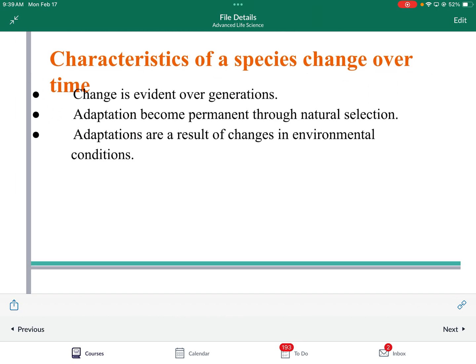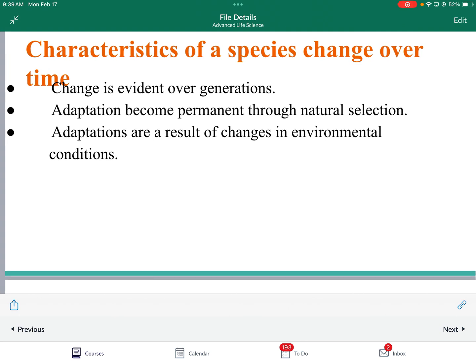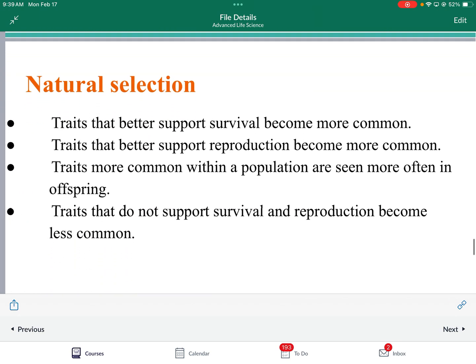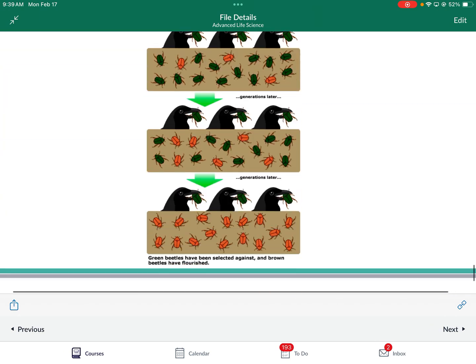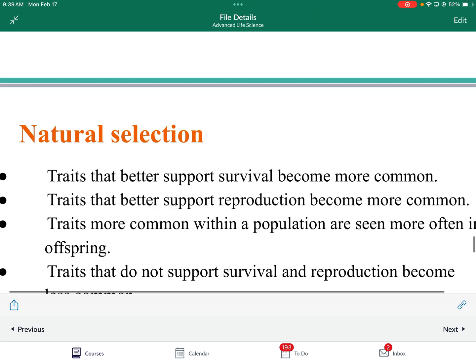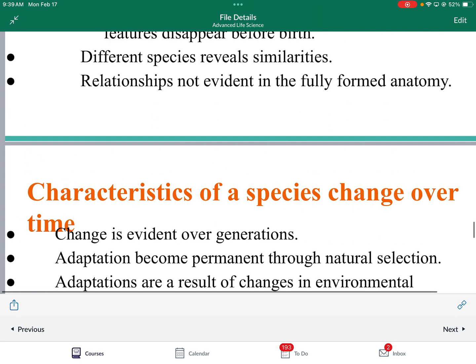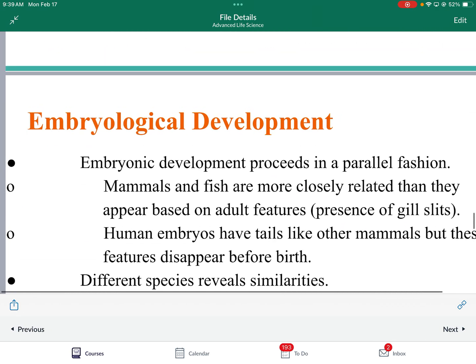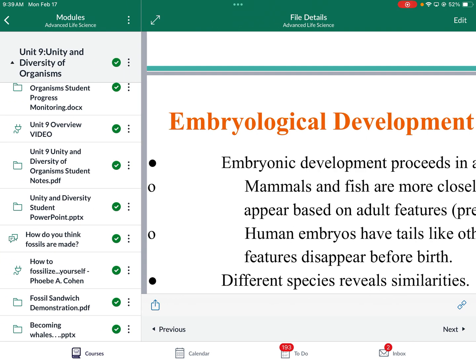I want to show you guys a picture really quickly. Okay, this is back to natural selection. Let me look at you guys with this embryological development. There's not a great photo in the slideshows, so I'm going to quickly switch over. Let me see your student notes to see if it's got a photo of embryological development. And it doesn't.